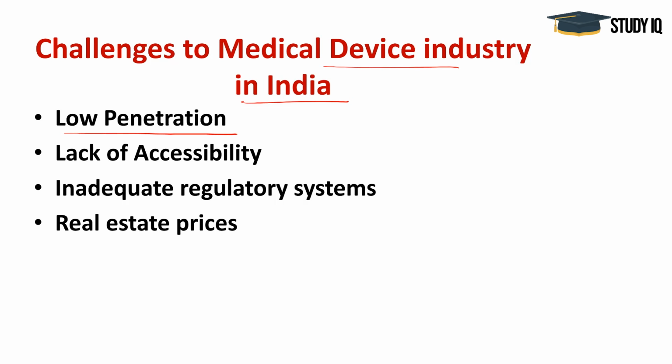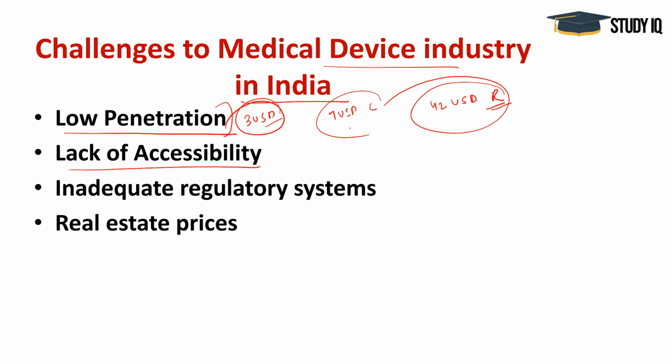First is low penetration. So what does this low penetration mean? The per capita medical device spending in India is like $3 US, compared to $7 in China and $42 US in Russia. So you can see there is low penetration in the Indian market. The per capita medical device spending is very less as compared to China and Russia.